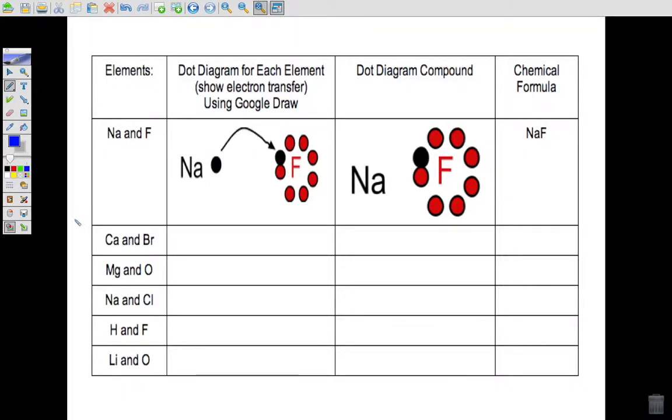So now, I know it's hard to draw all of these on Google Draw, so you may use a whiteboard and just take pictures if you'd like. That's more than acceptable, as long as you show the electron transfer in those.